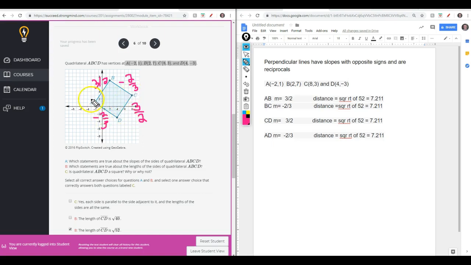And then we check right here. The slope of side AD is the opposite sign of the slope of AB. Yes. And their reciprocals. Yes. The reciprocal of 2/3 is 3/2. So there we have it.